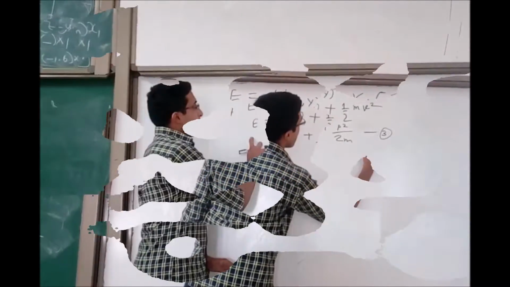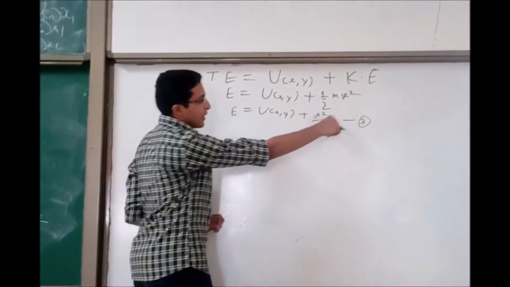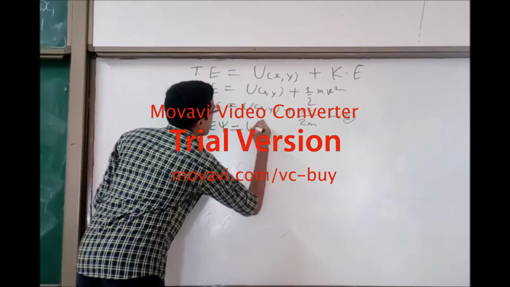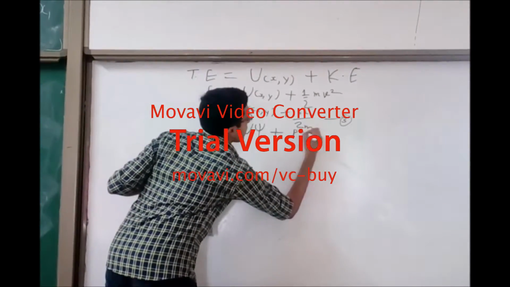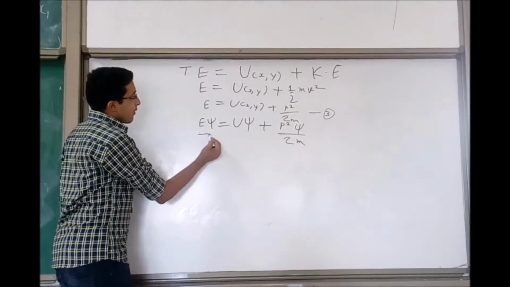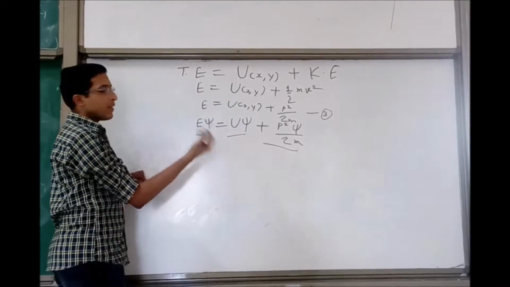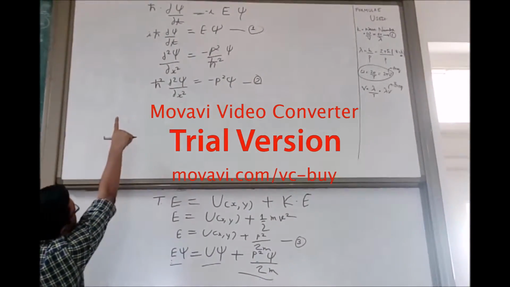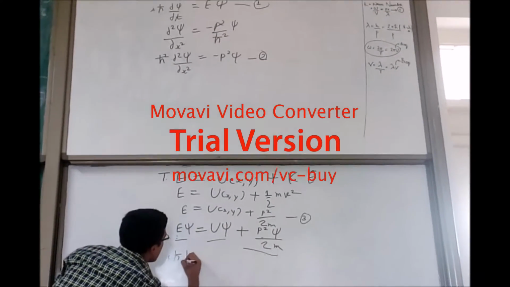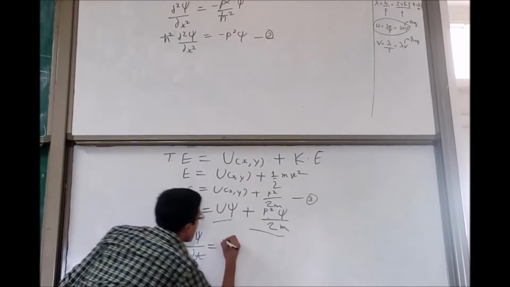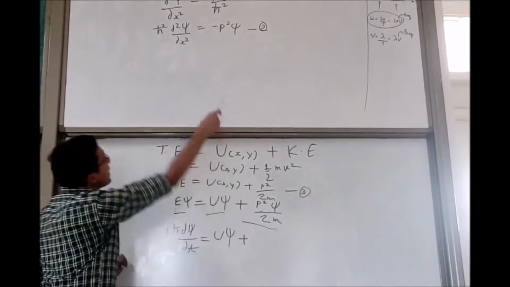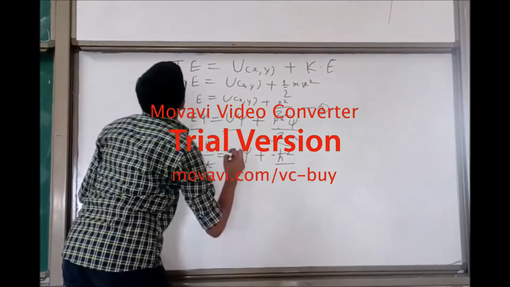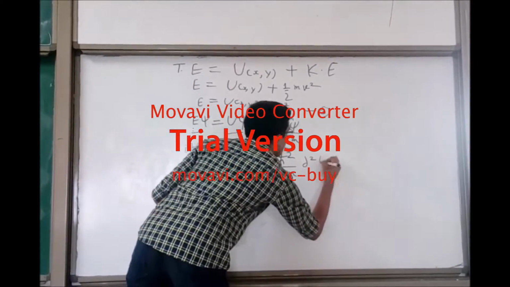So we got this equation, E is equal to U of x, y plus p square by 2m. Multiplying both sides by the wave function psi, we get E psi is equal to U psi plus p square psi by 2m. Now substituting the value of E psi and p square psi from equations 1 and 2, E psi will be i h cross d psi by dt, so i h cross d psi by dt is equal to U psi plus, now p square psi is equal to minus h cross square d square psi by dx square, so minus h cross square by 2m d square psi by dx square.